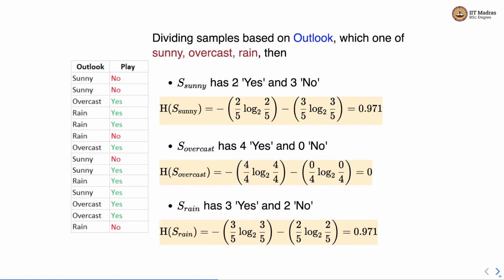And see, for sunny there are 2 yes and 3 no's. For rain there are 3 yes and 2 no's. So there is just an interchange of the terms and we get the same entropy. In case of overcast, we obtain a pure node where there are 4 yes and 0 no's. And since this happens, this is a situation where there is a 0 entropy because all examples belong to the same class.